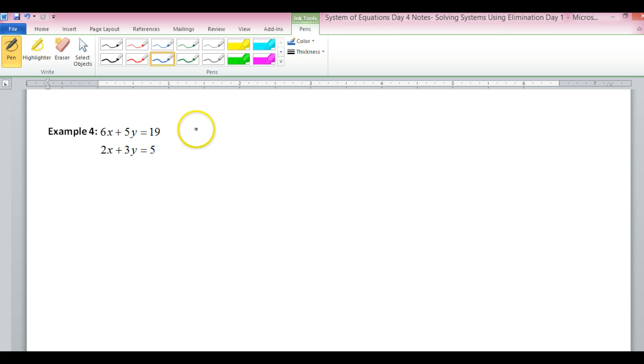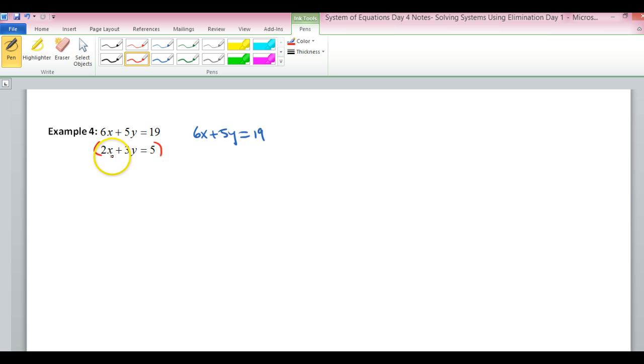But is it easy to multiply 2 by some number to get 6? Yes. Therefore, we're going to keep the top equation the same. But remember, I need opposite coefficients. I need one to be positive and the other to be negative. So I'm going to multiply the second equation. I'm going to eliminate the x's now, because I'm going to turn this 2x into a negative 6x by multiplying the entire equation by negative 3. Negative 3 times 2x gives me negative 6x. Negative 3 times 3y gives me negative 9y, equals negative 3 times 5, which is negative 15.